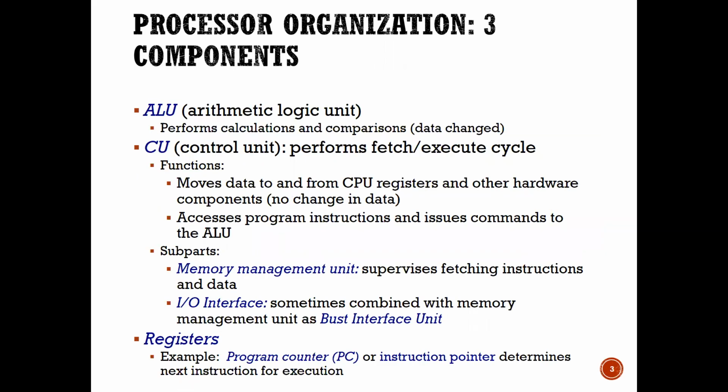Processor organization has three components. The ALU, Arithmetic Logic Unit, performs calculation and comparison, which changes data. The CU, Control Unit, performs the fetch and execute cycle. The function of the CU is to move data to and from the CPU register and other hardware components, with no change in data. It accesses program instructions and issues commands to the ALU.